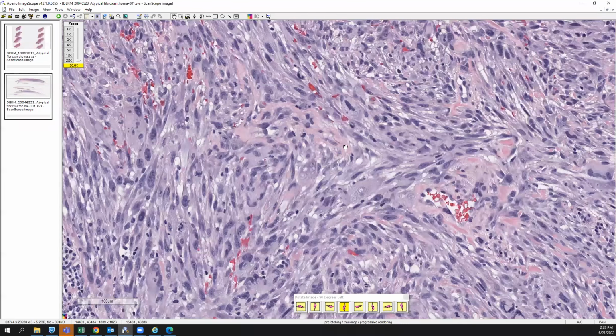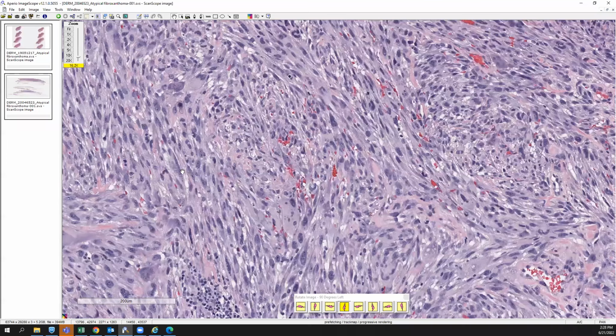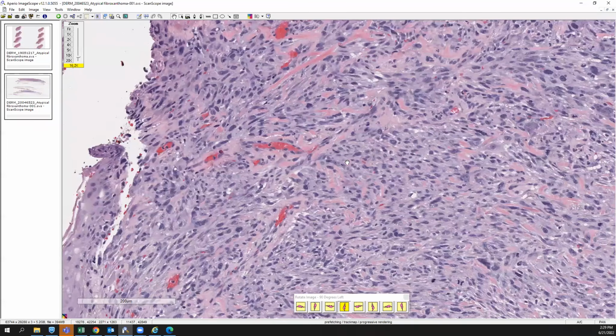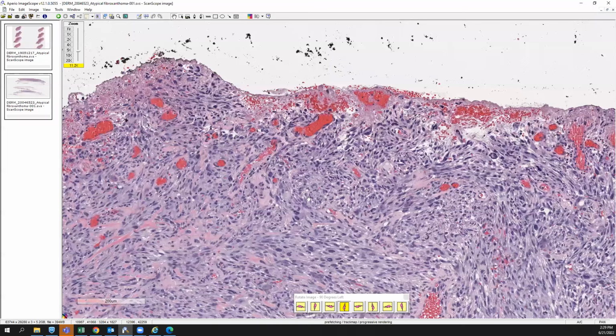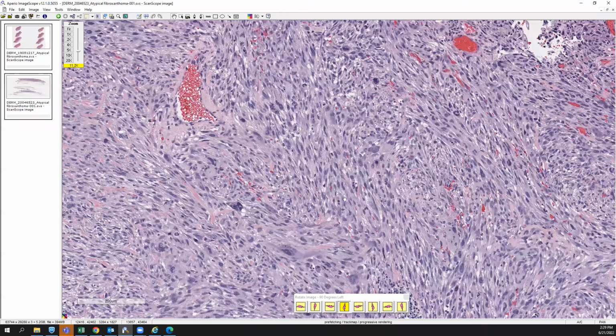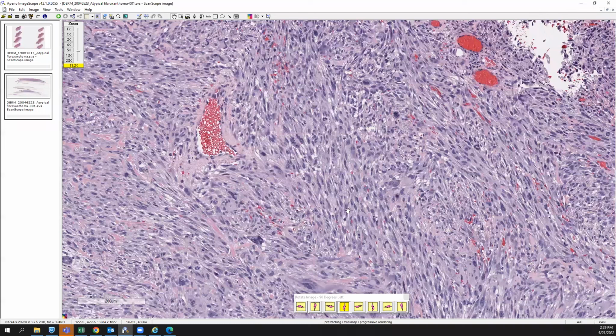I think a P63 is also very helpful, because if you find that this is diffusely positive for P63, then you're going to be thinking more of a poorly differentiated spindle cell squamous cell carcinoma, as opposed to an atypical fibroxanthoma. So definitely want to make sure that your keratins, both high and low molecular weight, as well as P63 and P40, are negative.